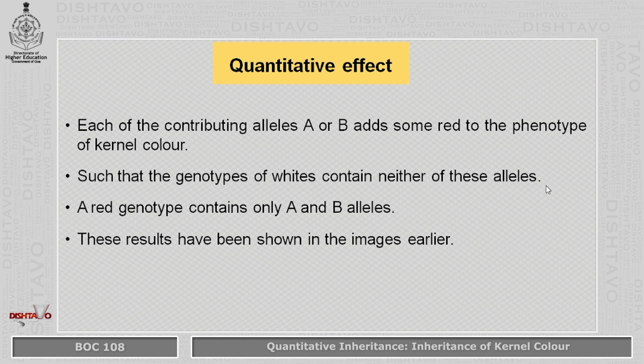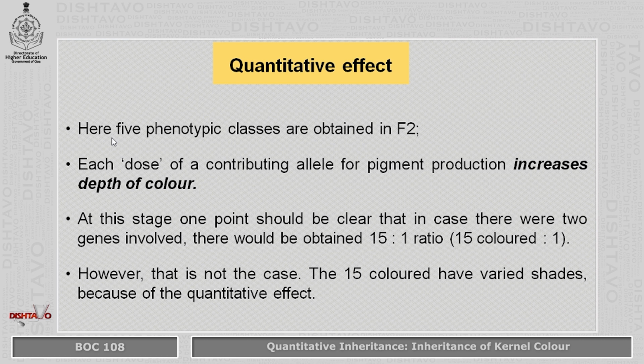We've already seen this in the cross, where there is small a and small b, it is white in color. So, red genotype contains only the capital A and the capital B alleles. These results have already been shown in the images earlier. So, in this case, we got a total of 5 phenotypic classes in the F2. And in these 5 phenotypic classes, what we saw was that each dose of a contributing allele for the pigment production increased the depth of the color.